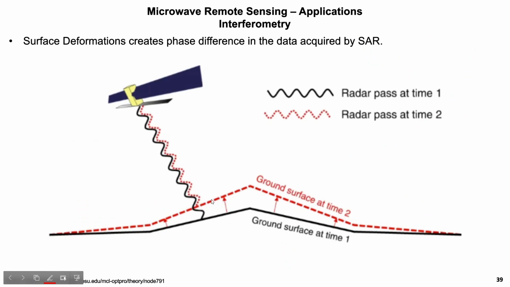What I am trying to say is, this is the surface of the ground at time 1, which the black pulse has recorded. After some time, let's say a landslide or earthquake or some kind of ground disturbance has happened, and your ground surface has moved like this. Now the amount of backscatter received by the red will be more than what is received by the black line. Because of that, there will be a phase shift in the data, and that is what we are going to use to determine if there is any surface deformation on the ground.